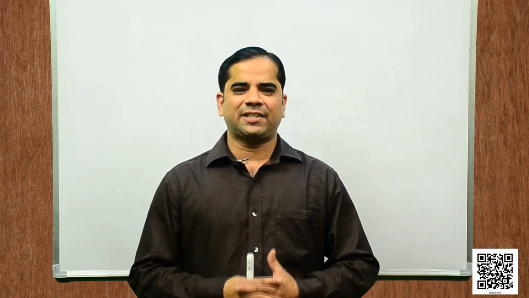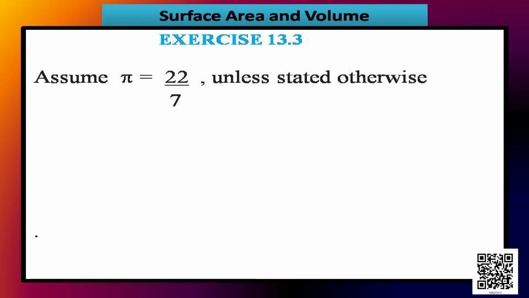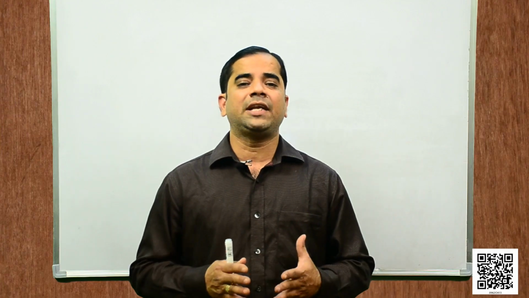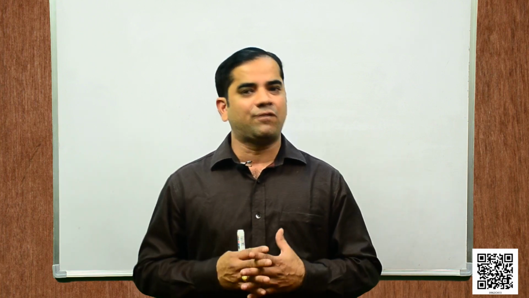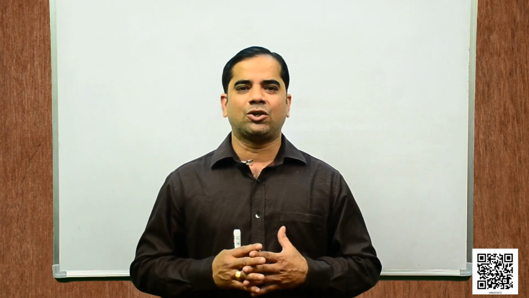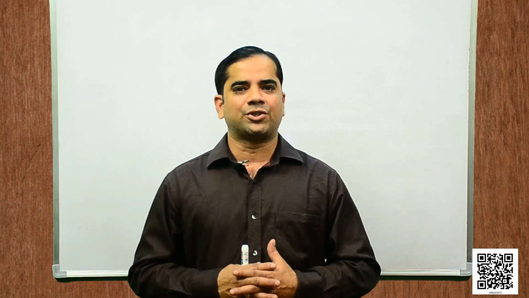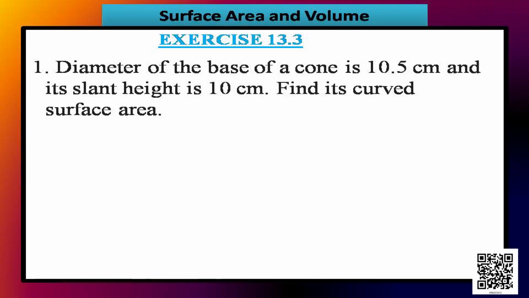Students, let us now discuss exercise 13.3. Here we will assume pi as 22/7 unless stated otherwise. Okay. So, when the question says that pi is equal to 3.14, then we will take pi is equal to 3.14 for our calculation. Otherwise, pi is equal to 22/7 for this exercise. Okay. So, let us now solve question number 1. What it says? It says diameter of the base of a cone is 10.5 centimeter and its slant height is 10 centimeter. Find its curved surface area. So, let us discuss the solution.